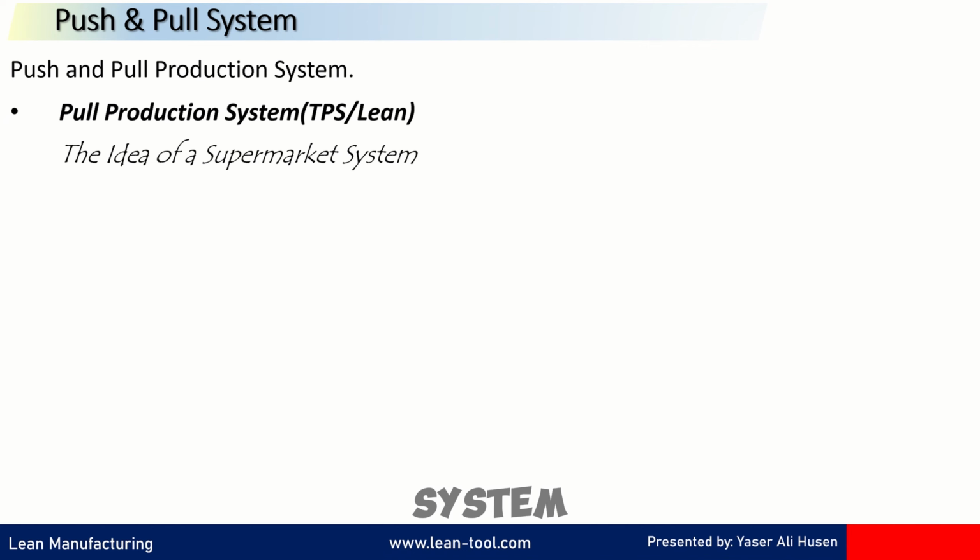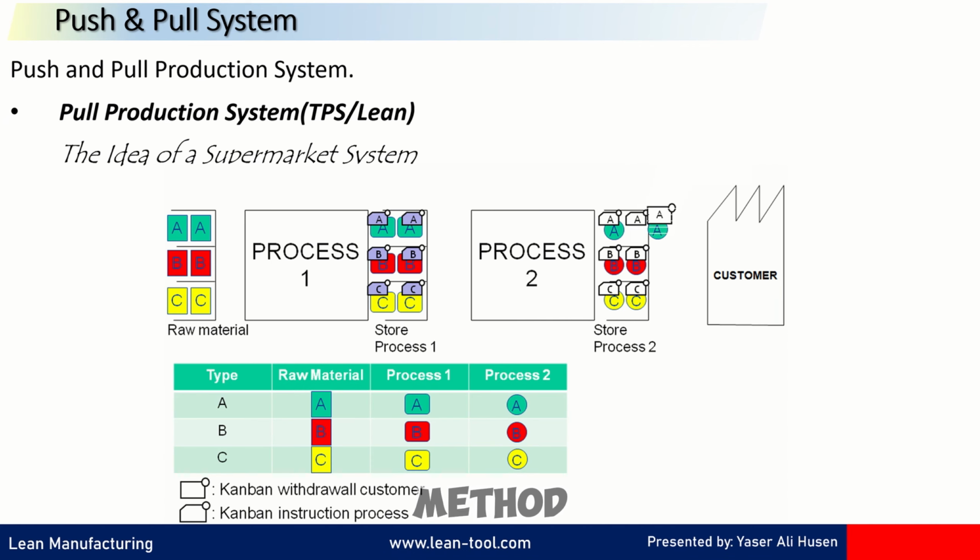Pull production system. Pull system is a production method where items are manufactured only when there is an actual demand from customers or the next production stage. This concept is inspired by the supermarket system, where products are restocked only when the shelves are nearly empty. In this system, each production stage pulls the necessary items from the previous stage based on demand, thereby reducing excess inventory and minimizing waste. In this animation, we can see how the pull system works using Kanban as a production order to replenish stores that have been taken by customers or subsequent processes.